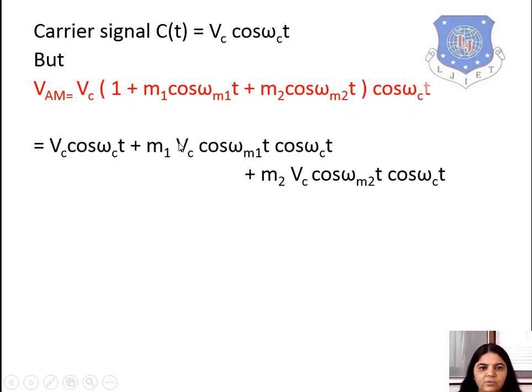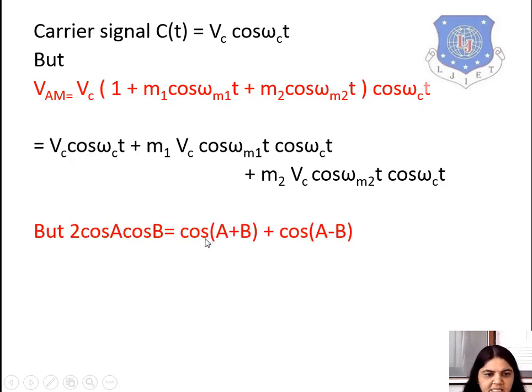So now we take this Vc inside the bracket and multiply by cos omega ct. In the earlier case, we took the sine wave. Over here, I took the cos wave. Both are the same, as you know from the spectrum of the sine wave and the cosine wave. So it is Vc cos omega ct plus m1 Vc cos omega m1t cos omega ct plus m2 Vc cos omega m2t cos omega ct.